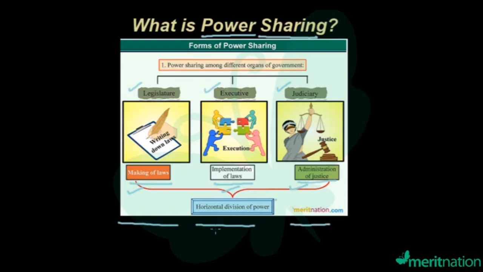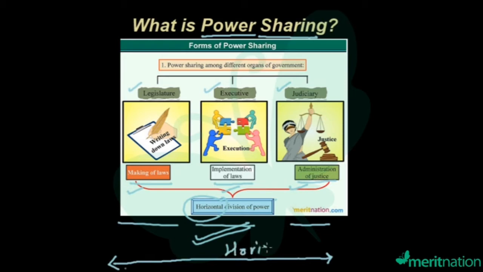That is why they are at the same level, and this is why it is known as the horizontal division of power, right? It is basically the division of power at the same level, and that is why it is known as the horizontal division of power, right?